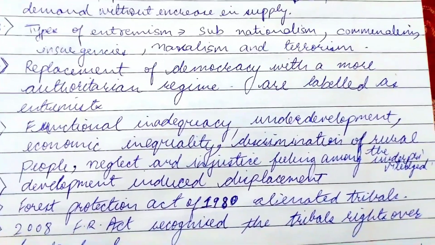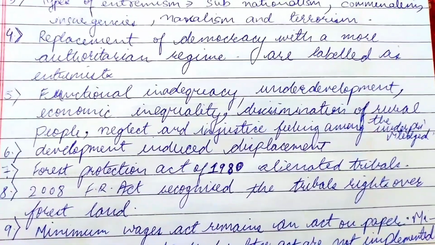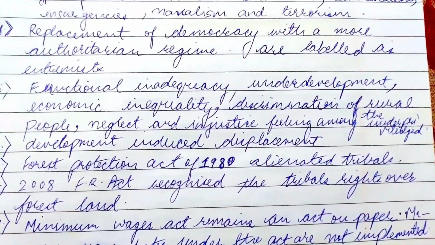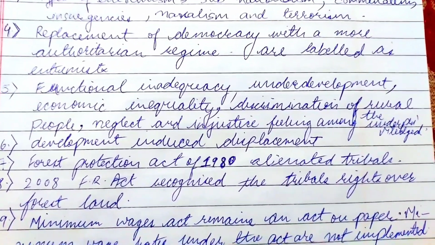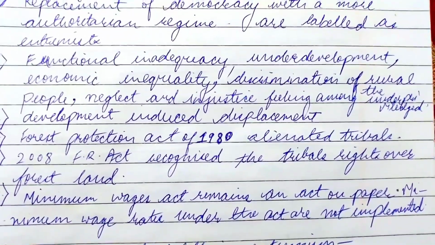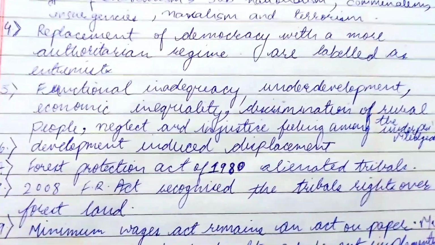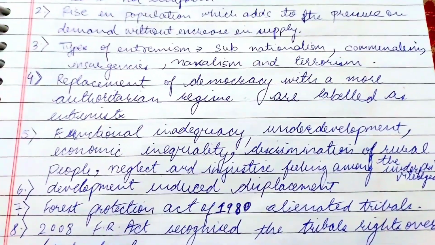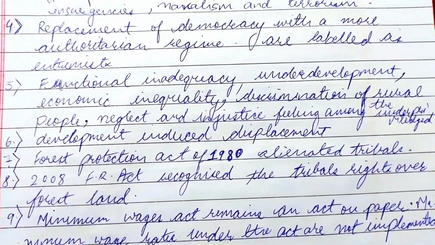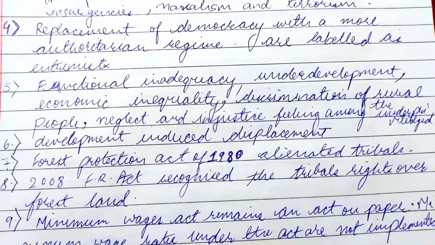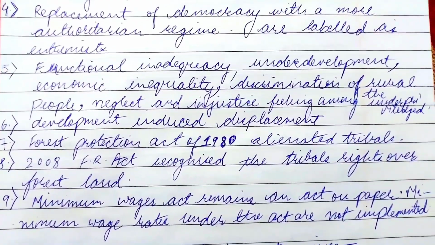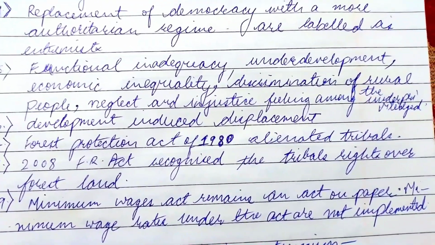So what do they take advantage of? They take advantage of functional inadequacy, underdevelopment, economic inequality, discrimination against rural people, neglect, and a feeling of injustice among the people. They take advantage of the lack of proper functioning of the government and proper administration, and they convince people to join them or become extremists. This is one of the points.